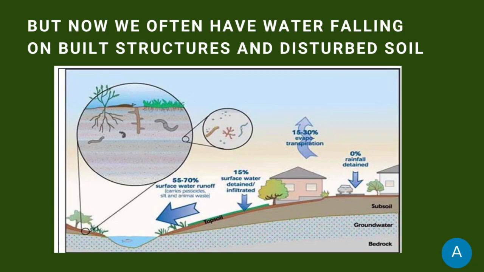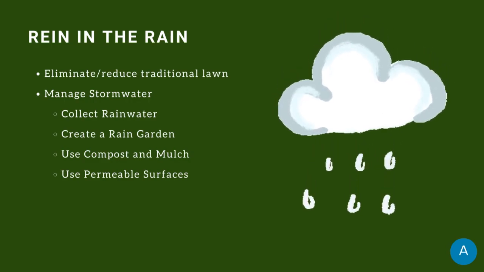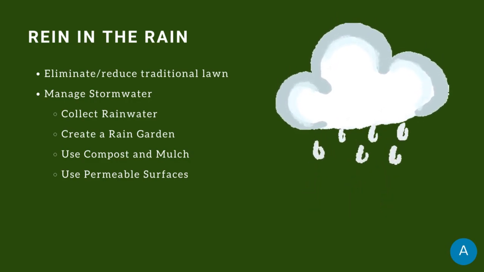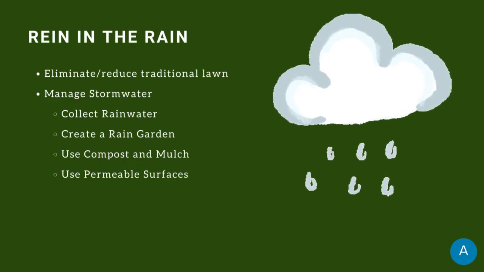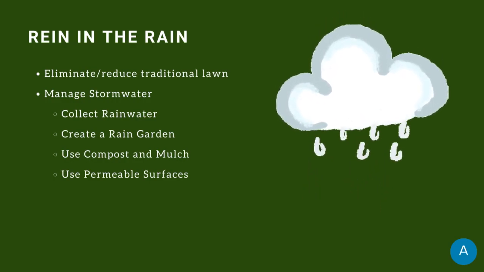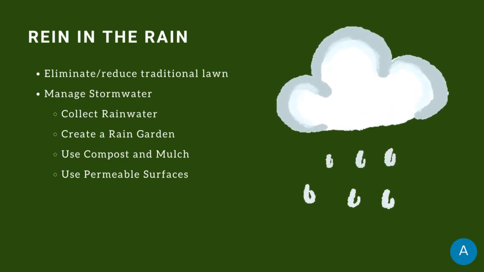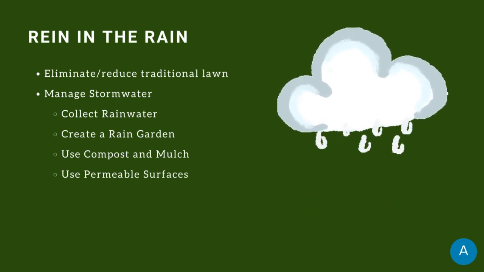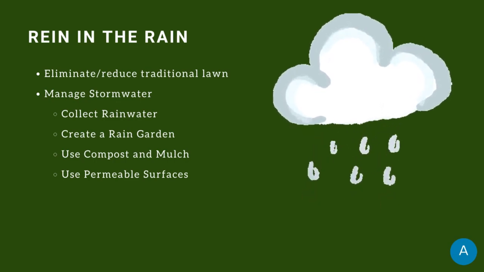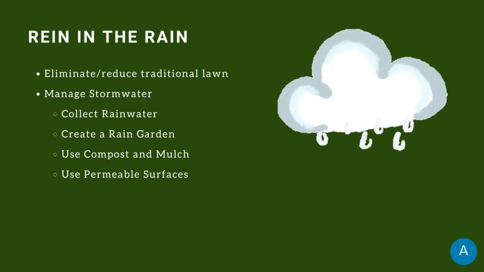This is where sustainable landscaping can help. Let's talk about our options for reining in the rain. One option is to eliminate or reduce traditional lawn on your property. This is because a traditional lawn does not do a great job of absorbing rainwater. Native ground coverage will do a much better job at this. You can collect rainwater, create a rain garden, use compost and mulch, or use permeable surfaces, which are surfaces that absorb water.